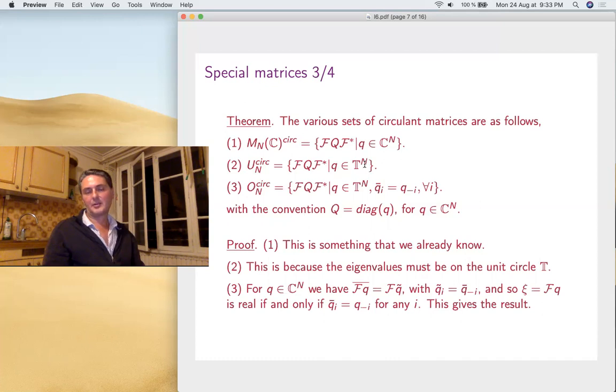And finally, if you want to look at orthogonal matrices, now you have to add in addition the fact that the matrix is real. And in Fourier, it's not exactly that the Q_i must be real, but rather Q_i bar should be Q_{-i} for any i. So this you get. Well, you have to once again do these Fourier transforms, whatever. So very important: every time you see circulant matrices, arbitrary, unitary, orthogonal, it's better in Fourier.